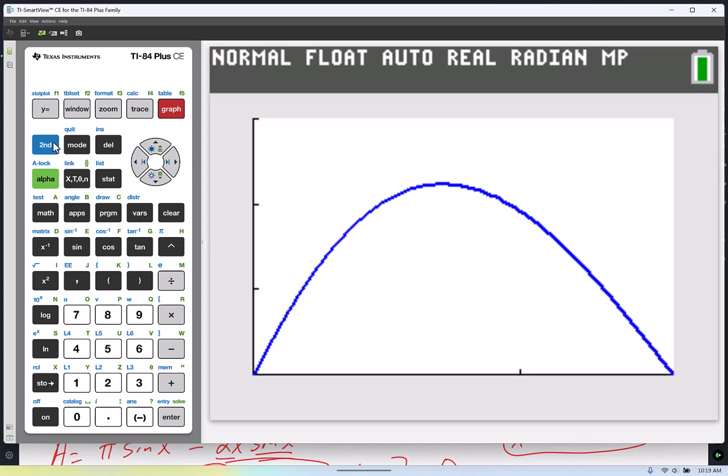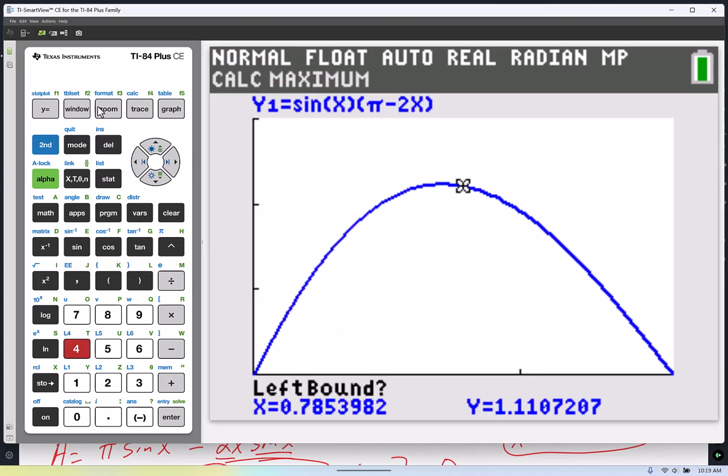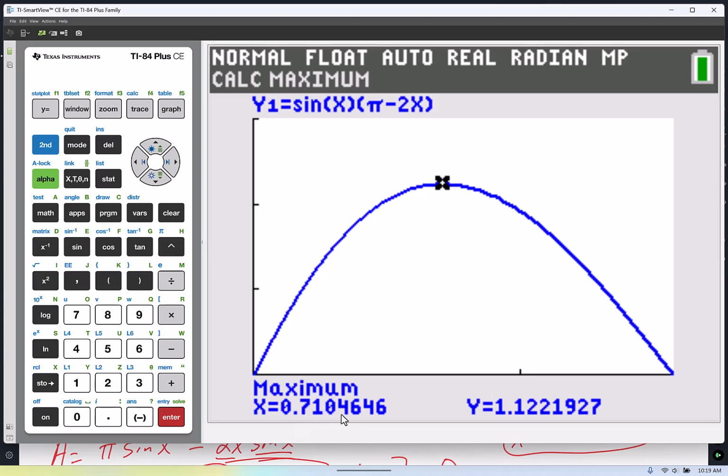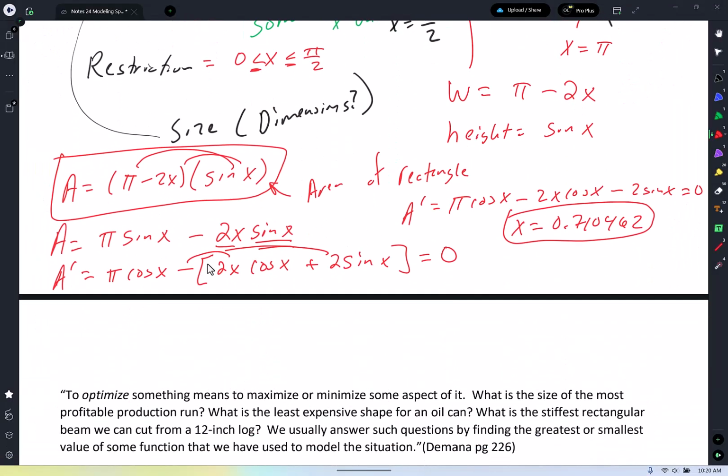I'm going to tell it second calculate because we're not fake here. Number 4, max. The max is somewhere in there, so I'm going to push enter here. And we're going to get that answer, 1 point blah, blah, blah. Keep going, buddy. Come on. Somewhere here. Guess? Nah. Look, 1.1222. And look what the x value is, 0.710. Isn't that cool? I think that's cool.